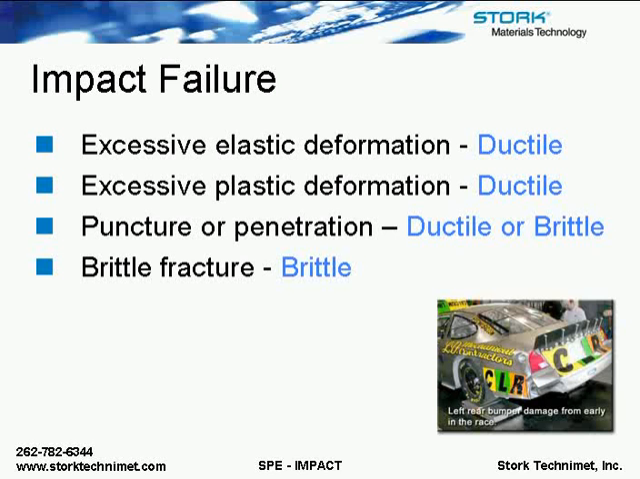back to its original geometry. And so that's what we mean there. We could certainly get a puncture or penetration. So if we've got a relatively, say, sharp impacting object, we may actually go through it. That can either be ductile or brittle. And then we have brittle fracture.